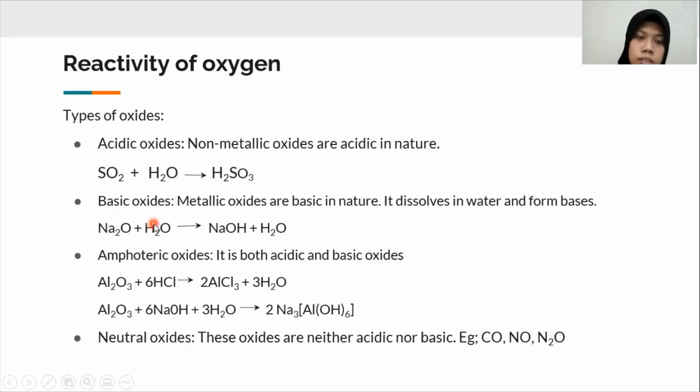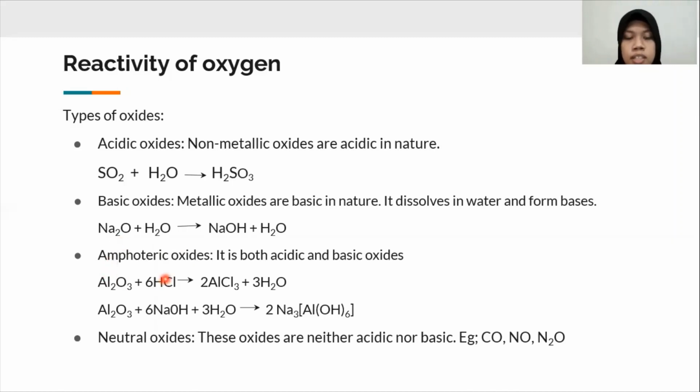The second type is basic oxide. It is a metallic oxide that is basic in nature and dissolves in water to form a base. As we can see from this chemical equation, Na2O will react with water and produce sodium hydroxide, NaOH. NaOH here is a base.